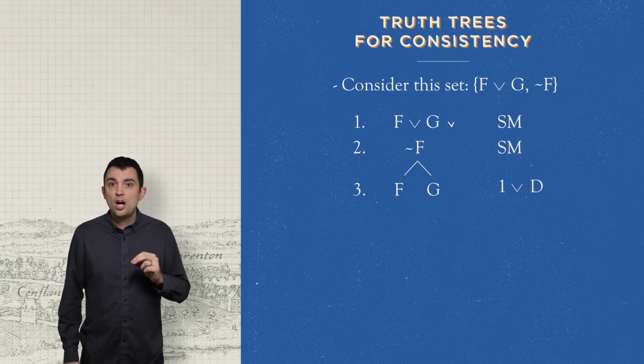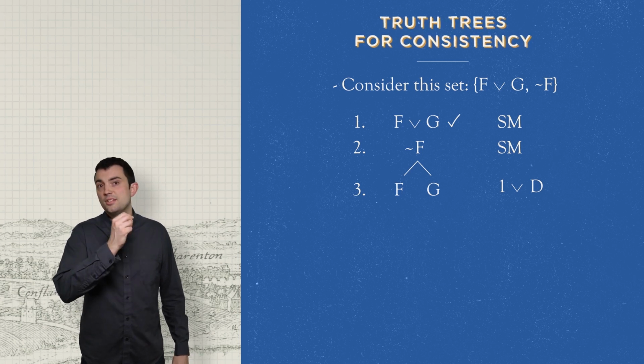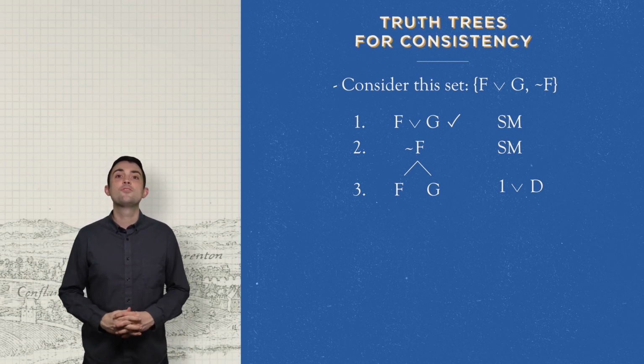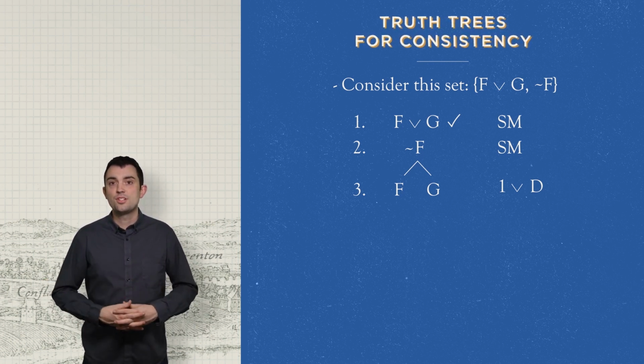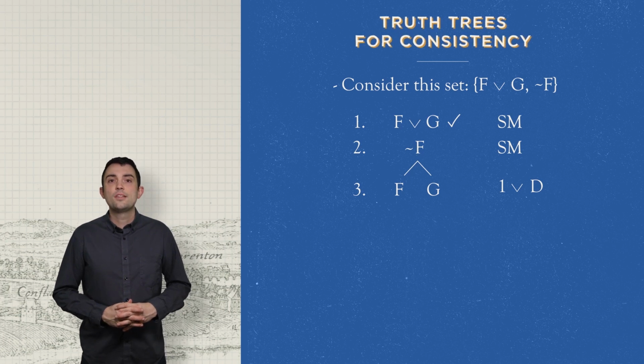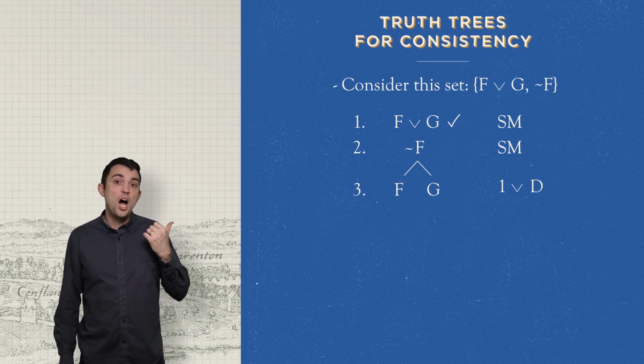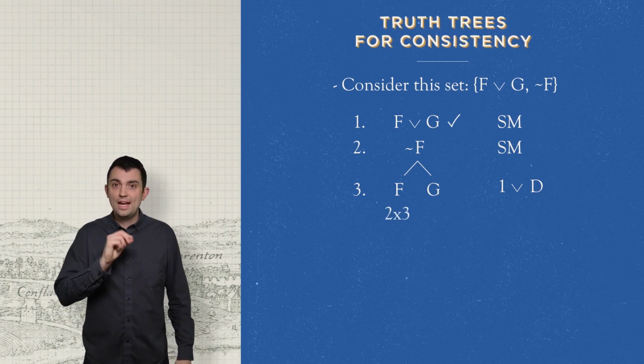Of course, we check off that initial proposition once it's properly decomposed. And now we have two different branches that we have to look at to determine the truth value of what would make all these propositions consistent. First of all, we see that lines 2 and 3 contradict along this branch. F contradicts with not F, and so we write 2x3.